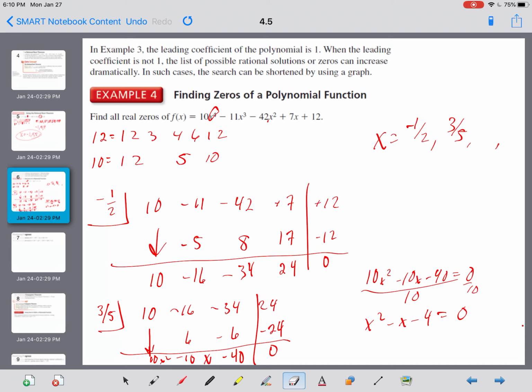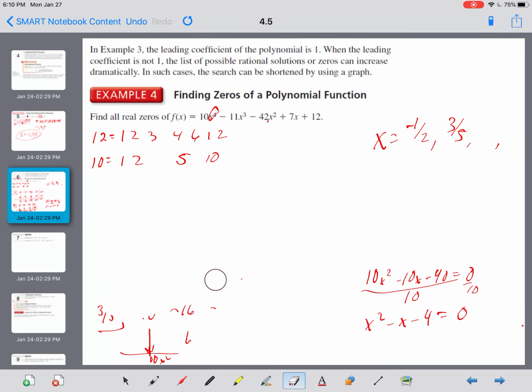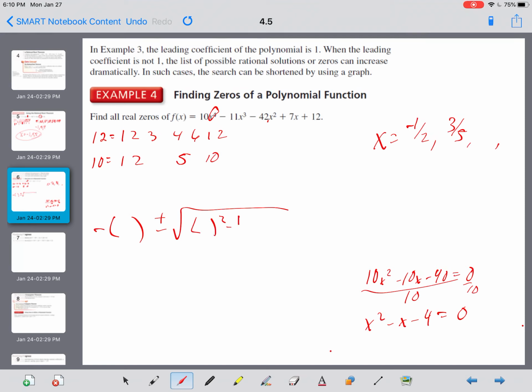Factors of 4 do not subtract a 1. So we're going to have to use the old quadratic formula. Big eraser for big problems here. This is why we did all of that quadratic stuff. So we've got negative b plus or minus the square root of b squared minus 4 times a times c, all over 2 times a.